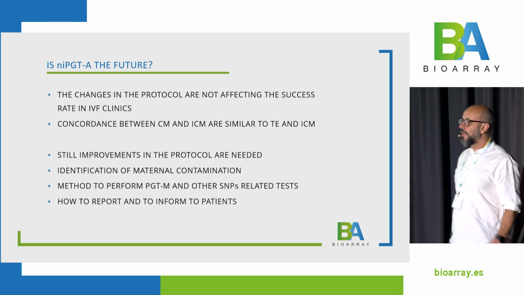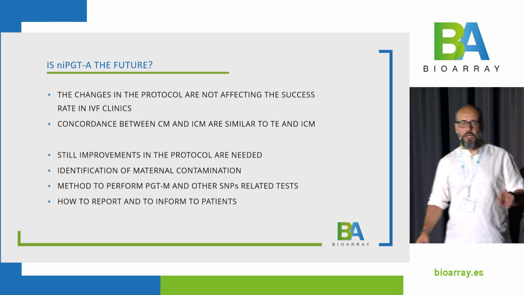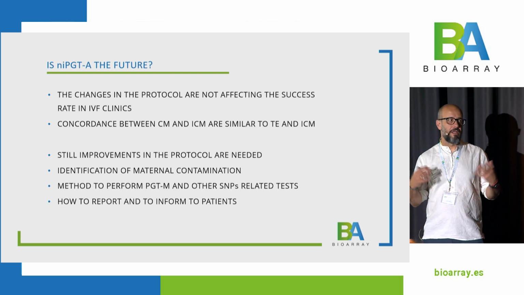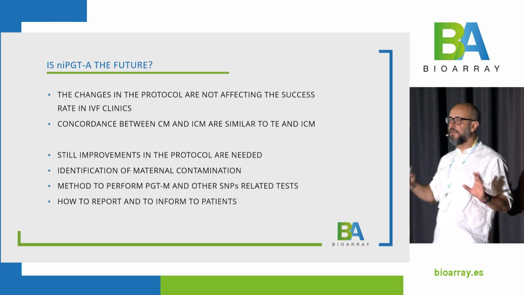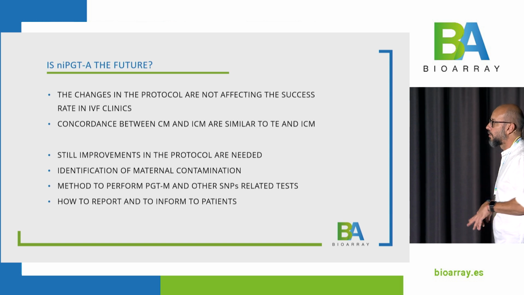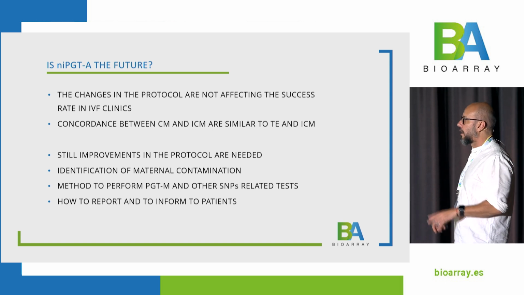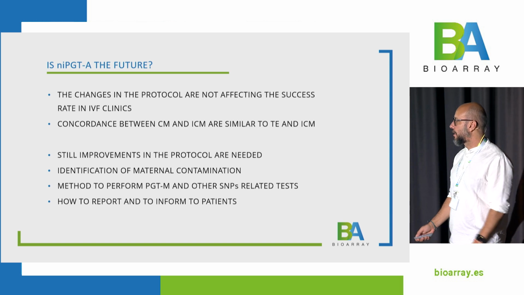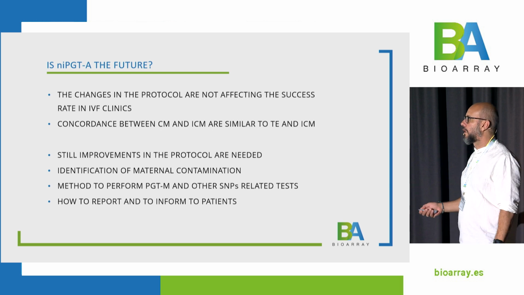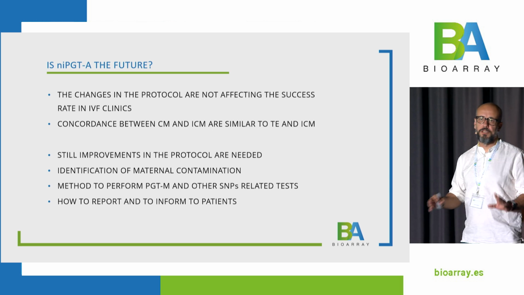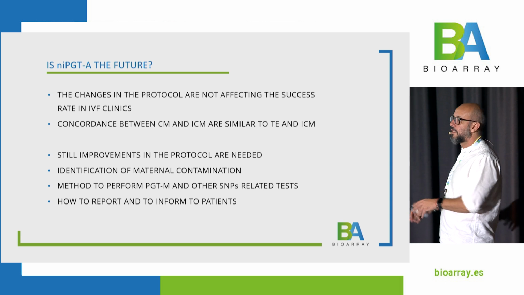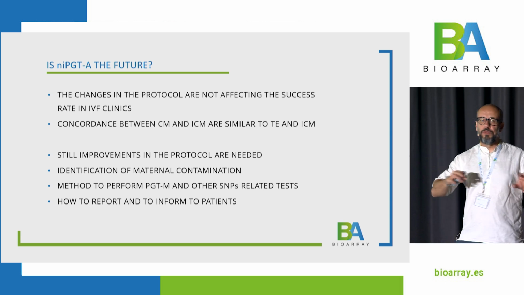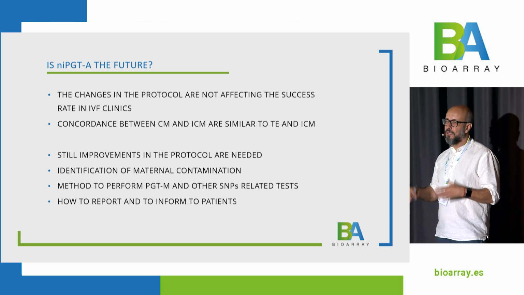We need to find ways to identify the maternal contamination, because when we have a normal female embryo, we still have some doubts about whether this is real or maternal contamination. So we need to set up methods to identify maternal contamination. We also need to perform PGT-A and other SNP-related tests, for example, the test to detect triploid embryos that is based on SNP analysis. We need to find a way to do this non-invasively because nowadays it's not working very well.